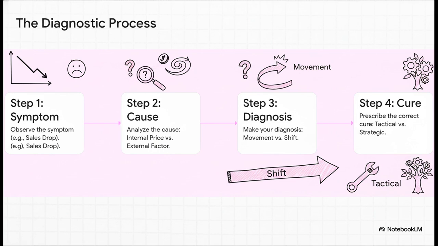So this is the process I want you to burn into your brain. This is your takeaway. Step 1, see the symptom, like a sales drop. Step 2, interrogate the cause. Did we change our price, or did something in the world change around us? Step 3, make the diagnosis. Is this a movement, or is it a shift? And only then, once you are certain of your diagnosis, do you move to step 4, prescribe the right cure. Is it a tactical price change, or a more fundamental strategic action? This is how you move from blind panic to precise, effective leadership.